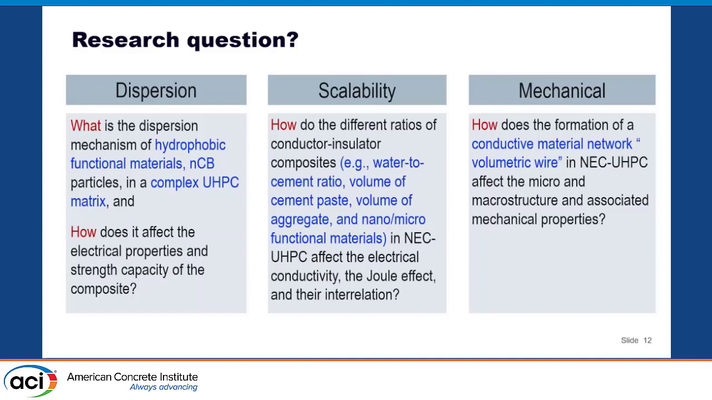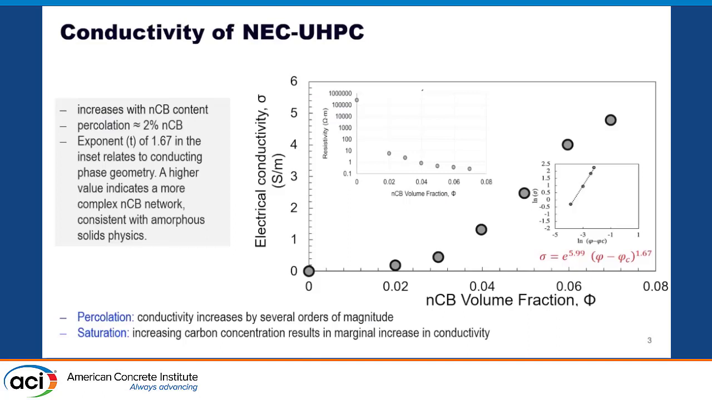The third question: how does the formation of electron-conductive volumetric wiring from nano carbon black material, steel fiber, and waste copper impact the macromechanical characterization and the microstructure? So, to answer these questions, we made a primary investigation of doped ultra-high performance concrete using nano carbon black volume fraction.